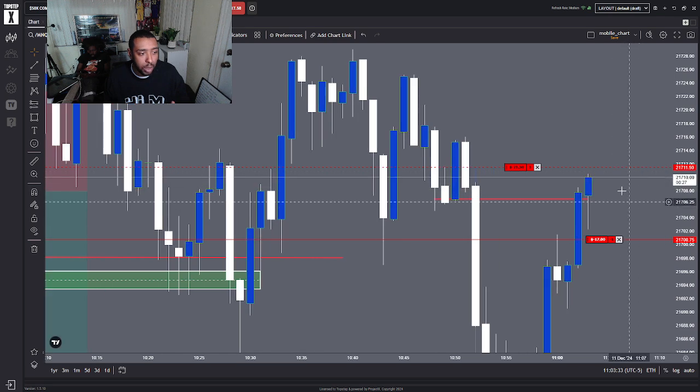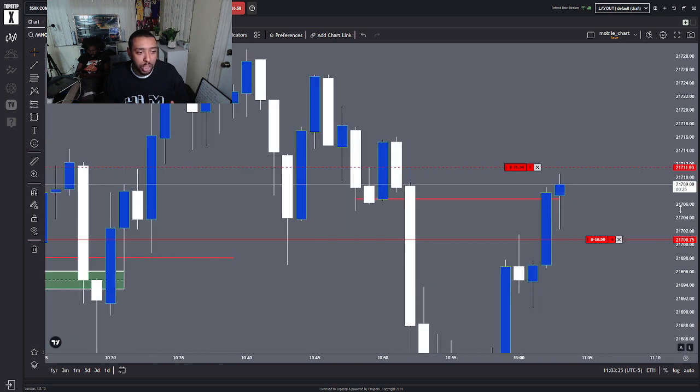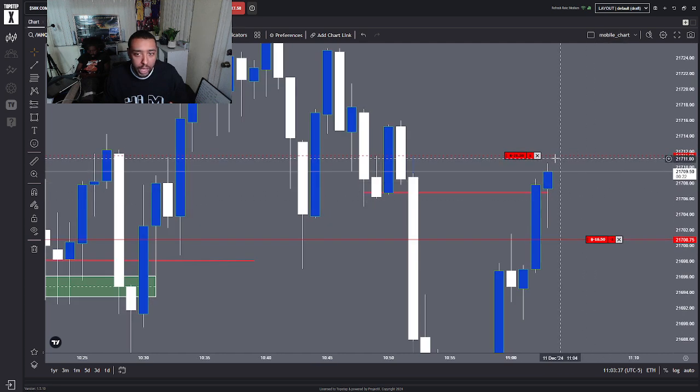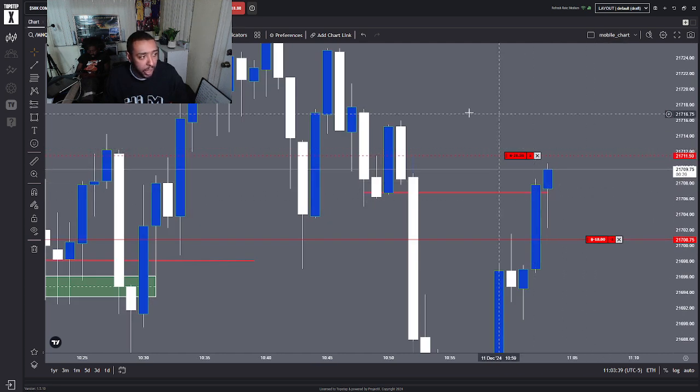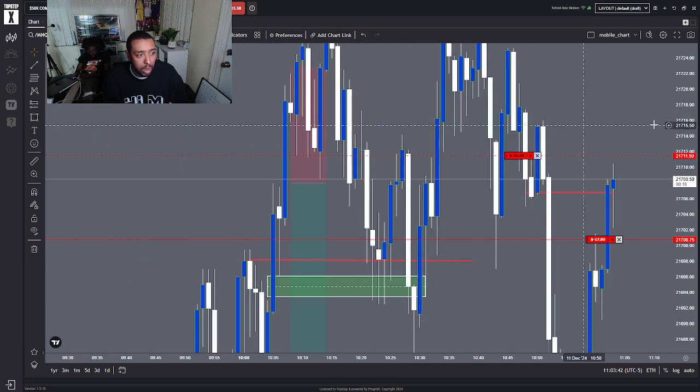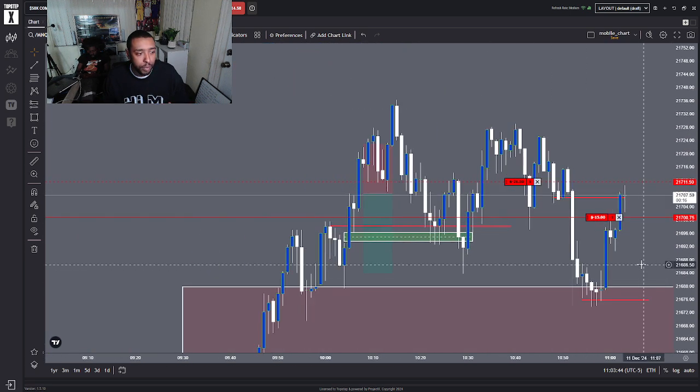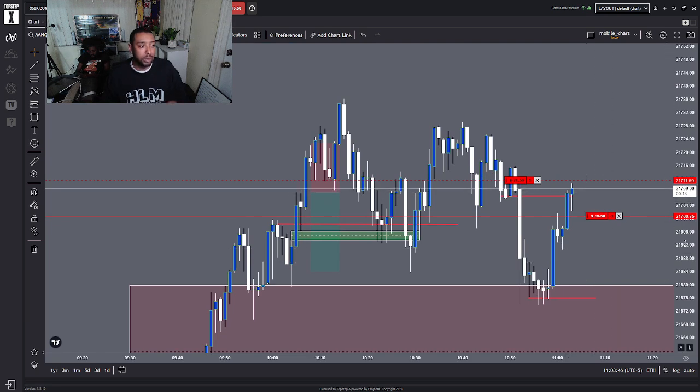So you don't want to see this right here. This is showing too strong. So it's showing that it's probably going to come take here. If it comes to get here, it's probably going to come get the rejection block. So let's see what it does.